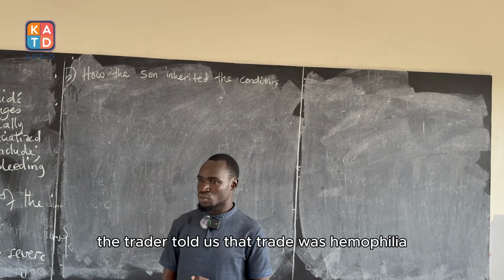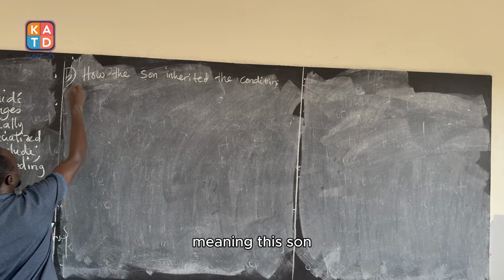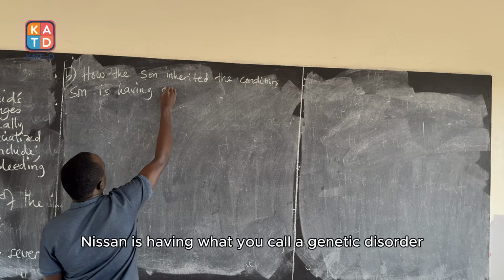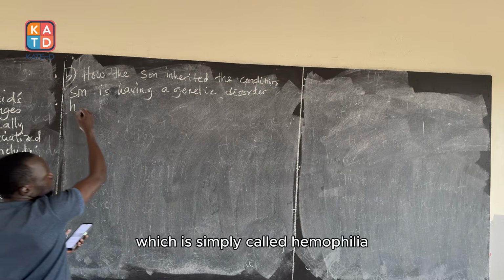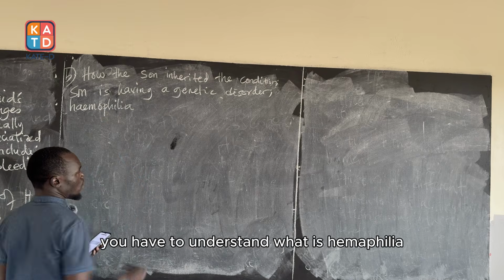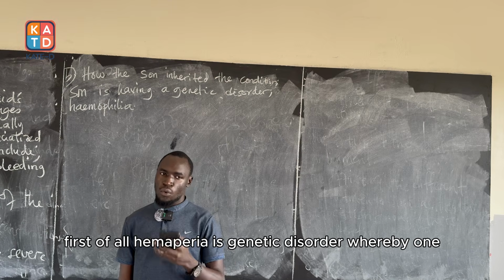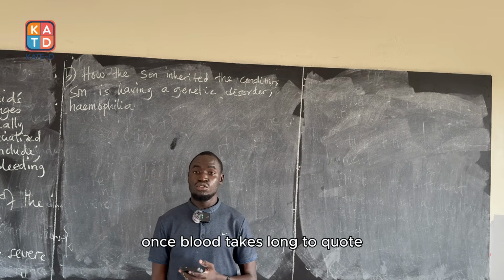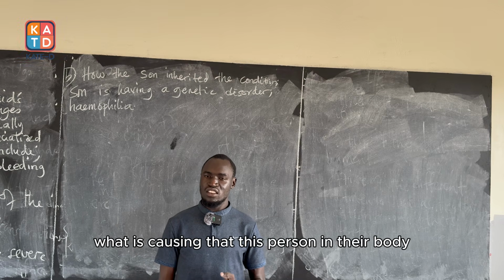And now we are going to show how this trait is passed on from the parents to the child. First of all, the trait they have told us was hemophilia, meaning the son is hemophilic. The son is having what we call a genetic disorder, which we simply call hemophilia. You have to understand what hemophilia is. First of all, hemophilia is a genetic disorder whereby one's blood takes long to clot in case of an injury, resulting in excessive bleeding. What is causing that?